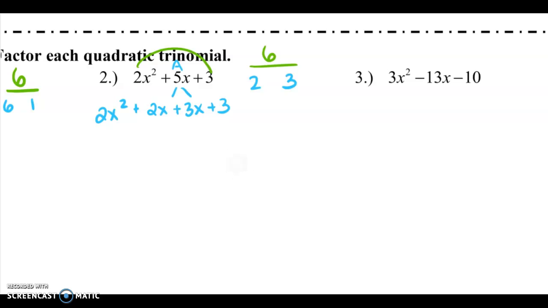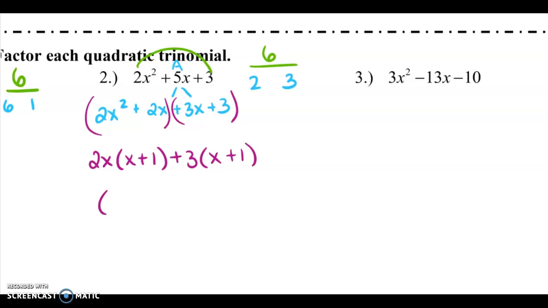Now factor by grouping. Group the first two, group the second two. Pull out a GCF of 2x, leaves me with x plus 1. Pull out a GCF of a 3, leaves me with x plus 1. So x plus 1 is my first binomial, 2x plus 3 is my second binomial.